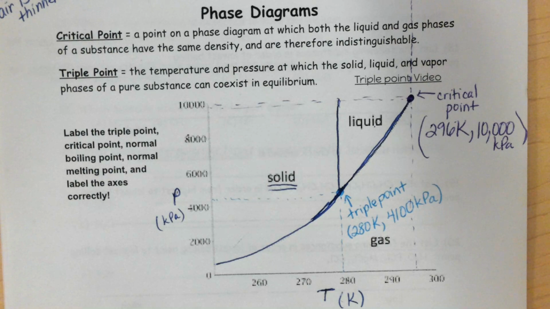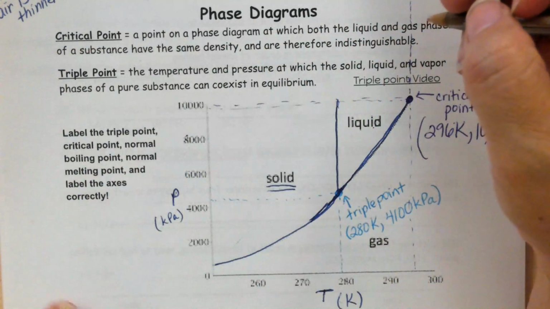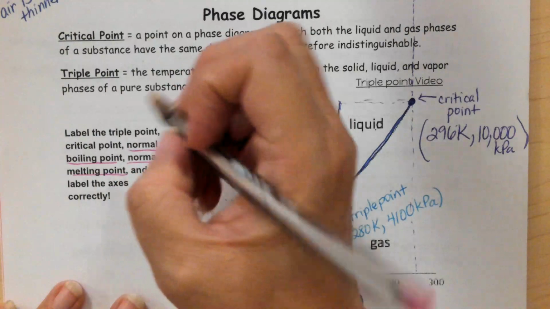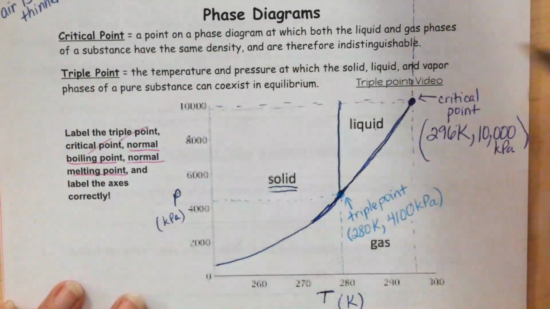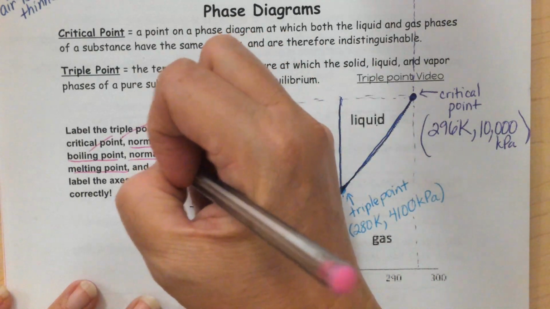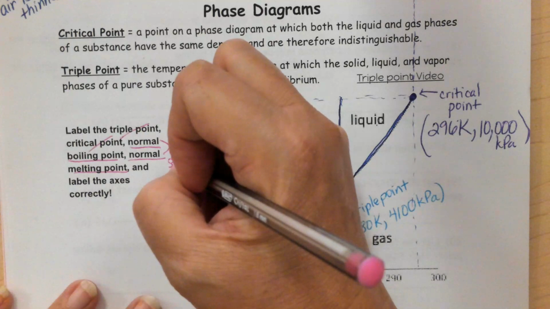Pretty cool. Now, they asked us to label a few other things on the directions over here. And one is the normal boiling point and the normal melting point. So we already got triple point, we got critical point, okay? So normal doesn't really mean anything special. It does in a way, but at standard pressure is all this means, okay?